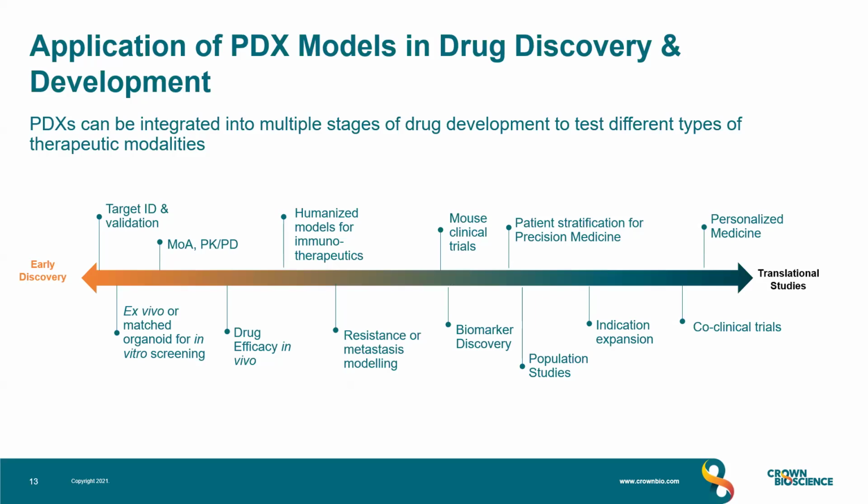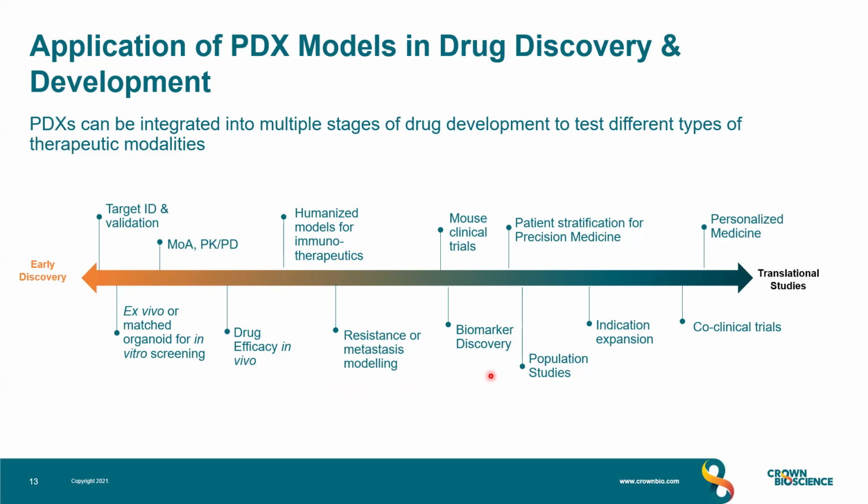And then PDX can be applied in different ways, and this can be early discovery, which is shown on the left-hand side, such as target identification, validation, for early drug screening in the form of organoids, mechanism of action, PK/PD, efficacy studies, which are dependent maybe on the particular type of therapeutic or target, and even the immunotherapeutic or the type of mechanisms such as resistance. And these can all be done in sort of smaller scale with selected models.